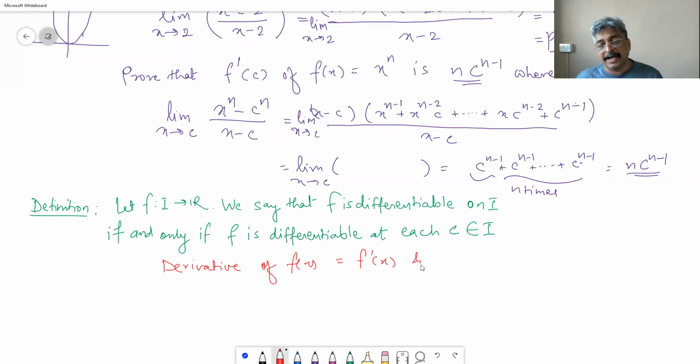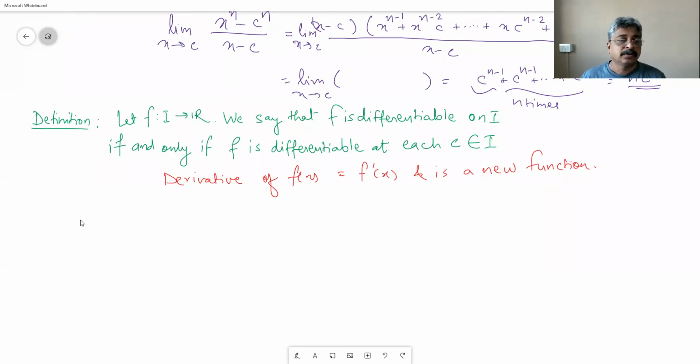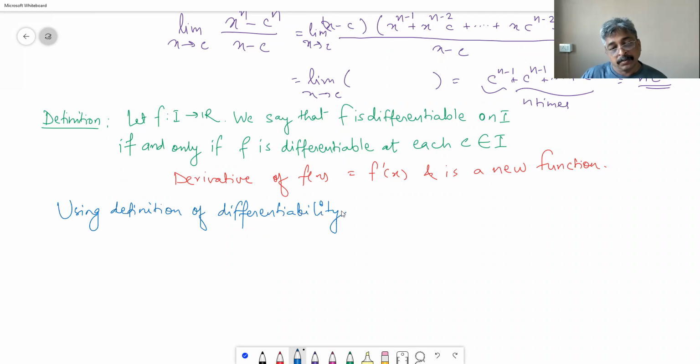The derivative of f of x can be written as f dash of x and is a new function. Derivative is a new function defined from I to R. Okay. Using the definition of differentiability, find the derivative of y is equal to sin x.